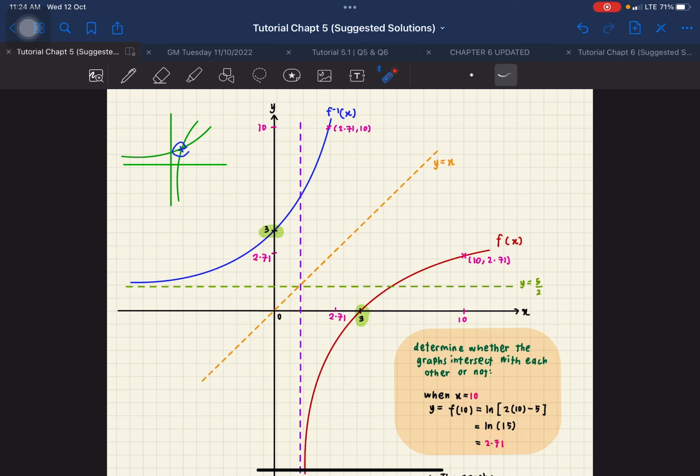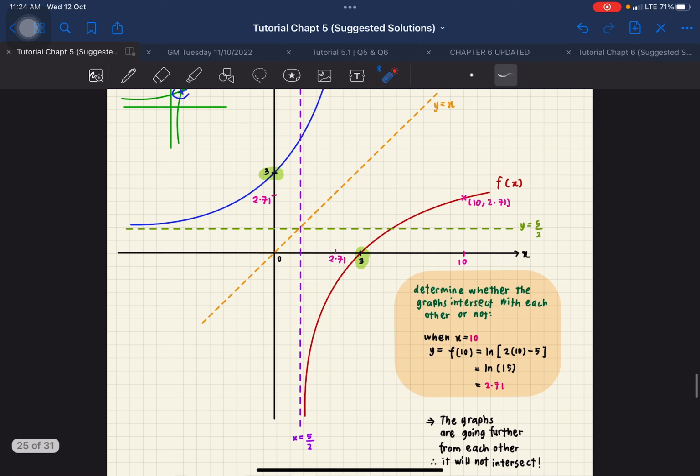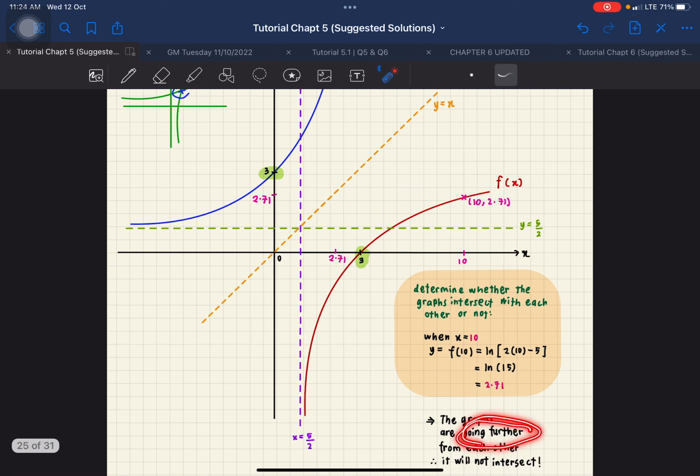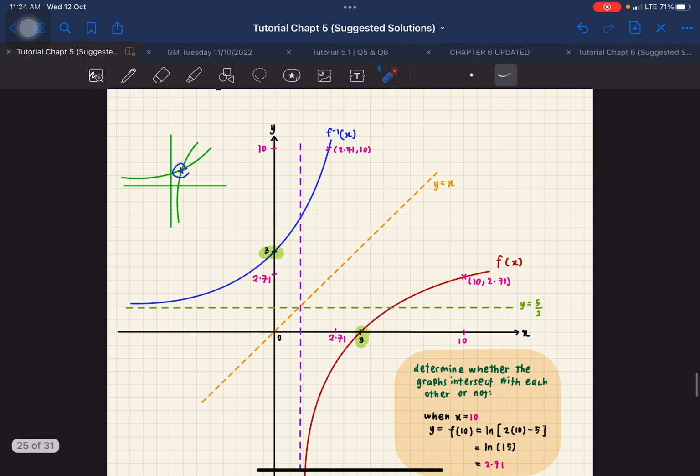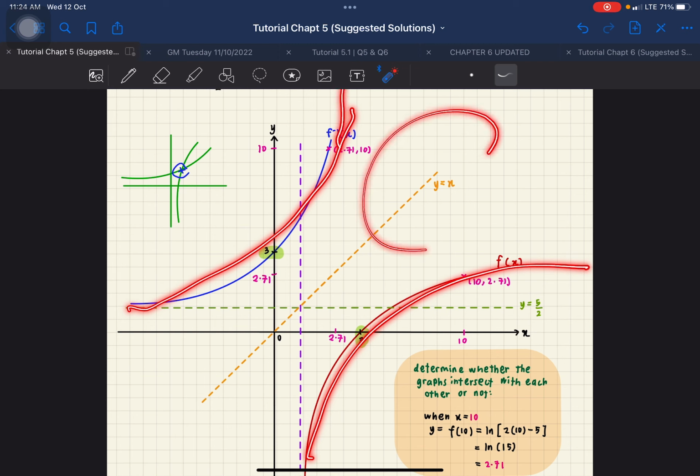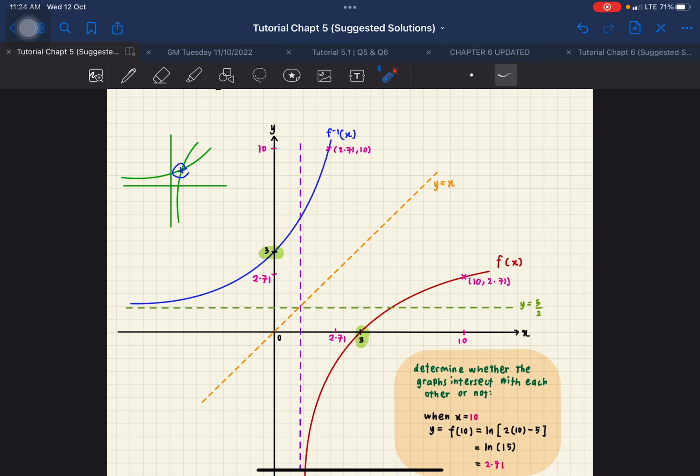So maksudnya graf kita ni dia takkan pernah bertemu. It's getting further away. It's going further away from each other, so it will never intersect. Dia takkan pernah berjumpa lah. So that's why lah saya concludekan graf kita ni, dia berpisah. Satu bawa haluan ke sana, satu bawa haluan ke sana. So dia takkan pernah berjumpa dekat tengah-tengah ni. Okay, so that is my conclusion.